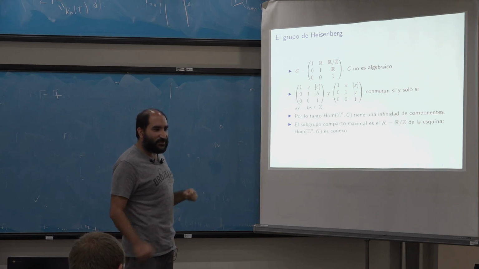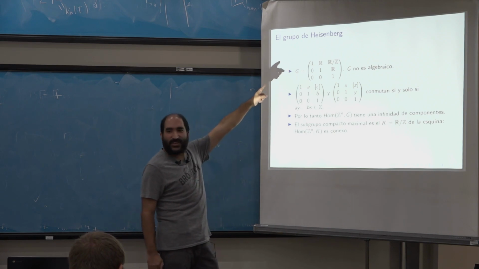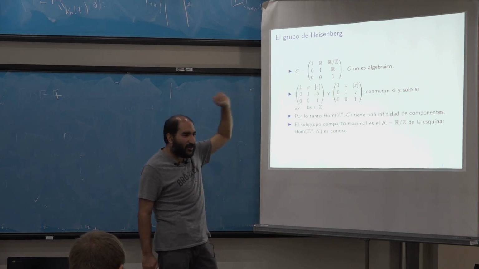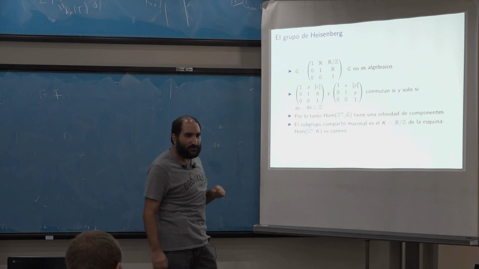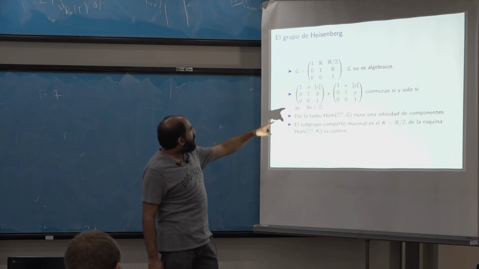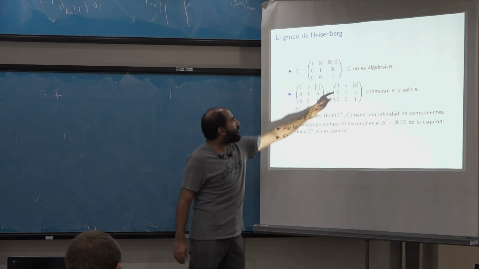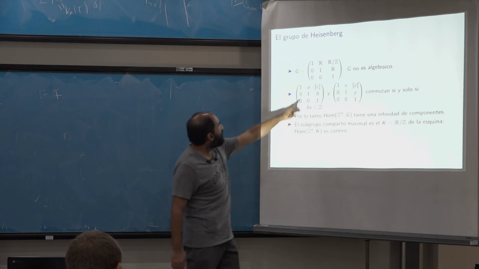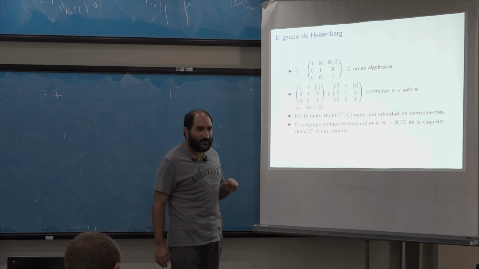But for non-algebraic geometers, I always point out that multiplying matrices here involves using the canonical map from R to R mod Z, and that's the exponential, which is transcendental. That's why this is not algebraic. So it's very easy to just do the calculation and see that two matrices of that form commute if and only if AY minus BX is an integer.